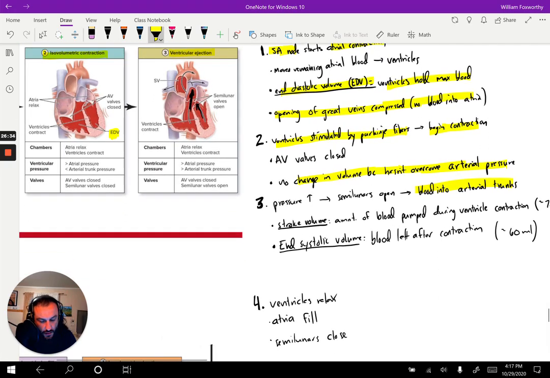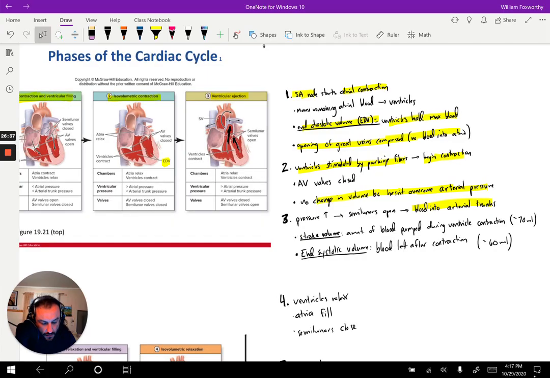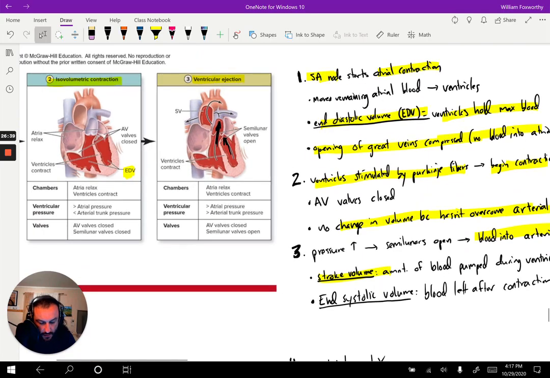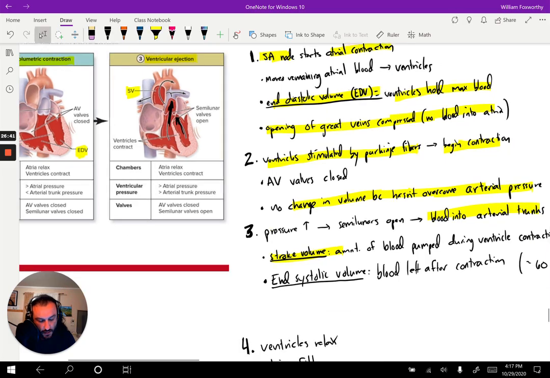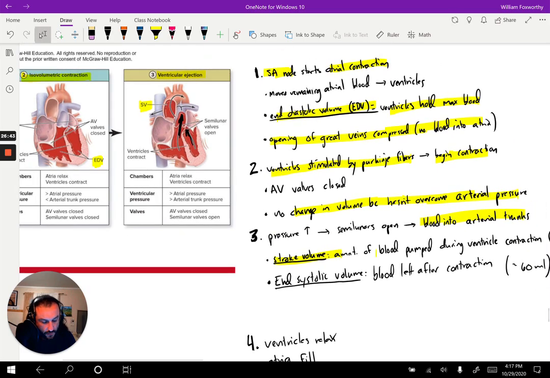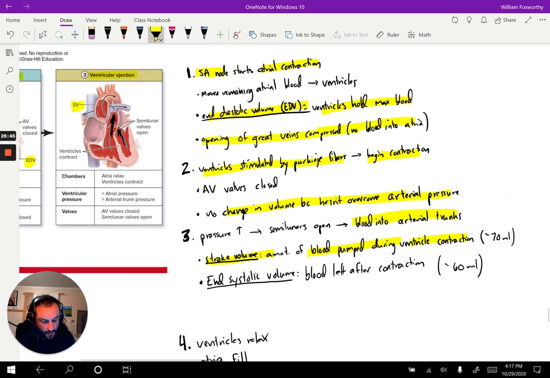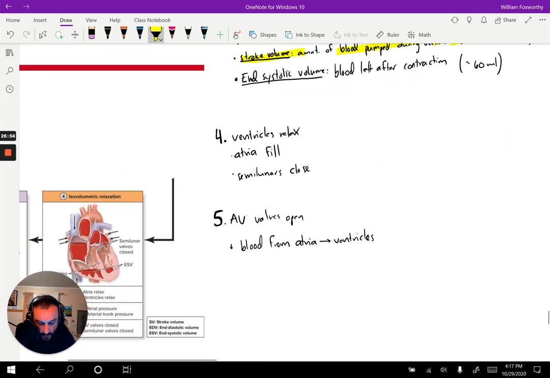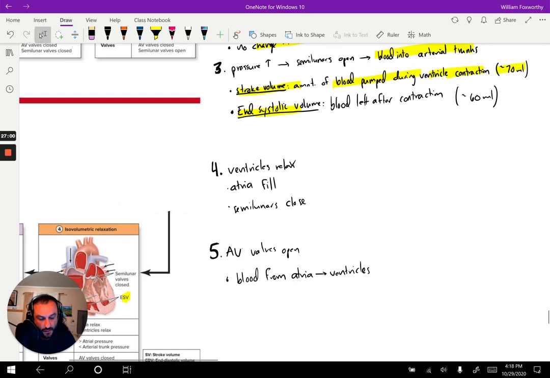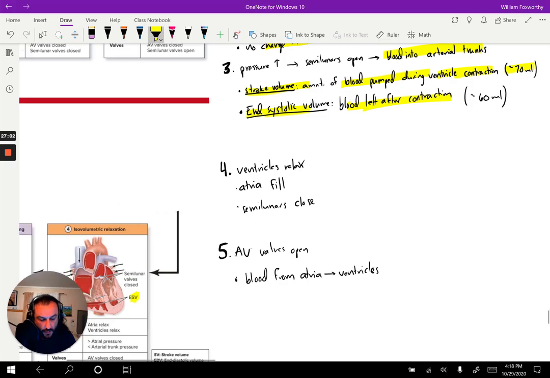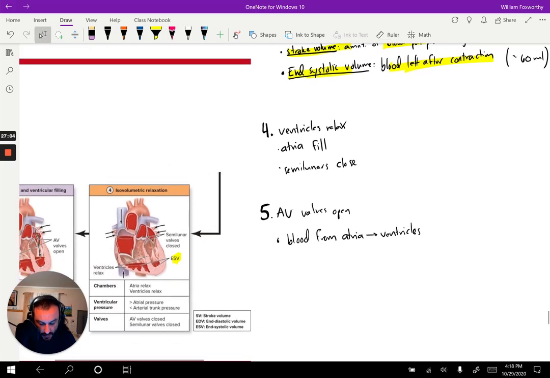So you could look at here the stroke volume. They're illustrating the volume of blood here in the aorta, which is the amount of blood pumped during ventricular contraction, which is about 70 mLs. After the ventricles contract, there's going to be some blood left over in the ventricles, and this is the end systolic volume, the blood left over after the ventricular contraction.